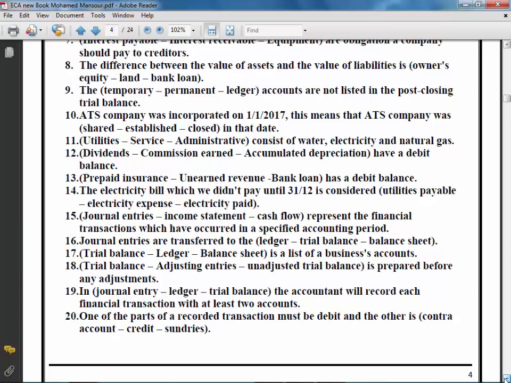Number 20. One of the parts of a recorded transaction must be debit and the other is contra account, credit, sundries. Of course, one account will be debit, the other account will be credit. The answer here is credit in number 20.